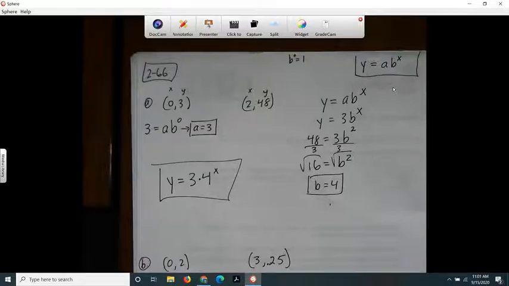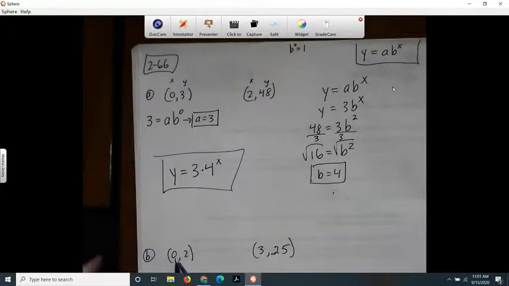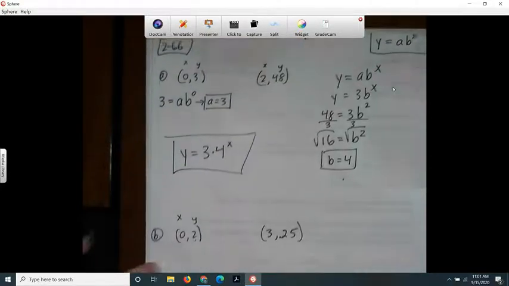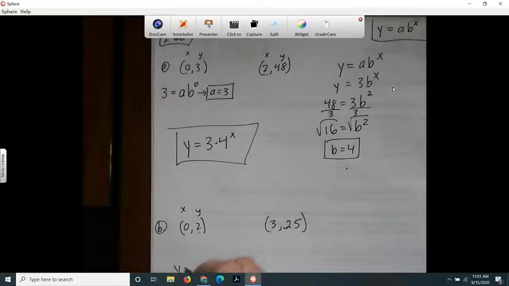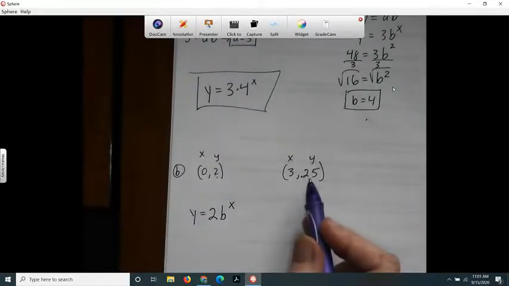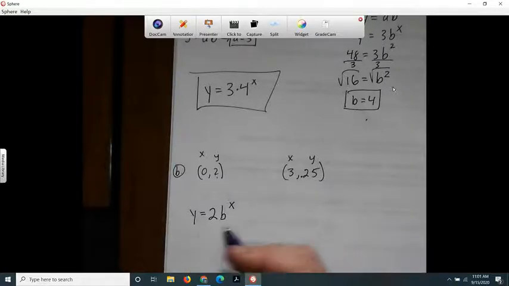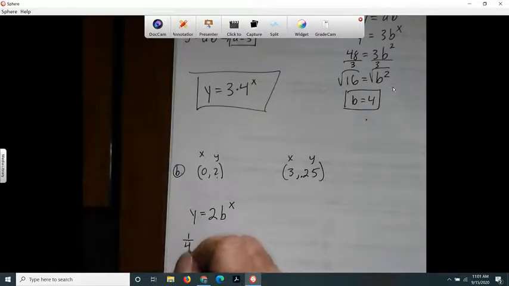And then for the next problem, it's the same thing. I can just look at this and I know that here's an x and here's a y. I know that's the y-intercept. I know that that's a. And if I didn't know that, I could just do this process over here. But I already know it's a. So I'm going to say y equals 2 times b to the x. Then I'm going to use this x and y to solve. So this is 0.25. I could write it as 1/4 if I wanted to. I think I will, because I love fractions.